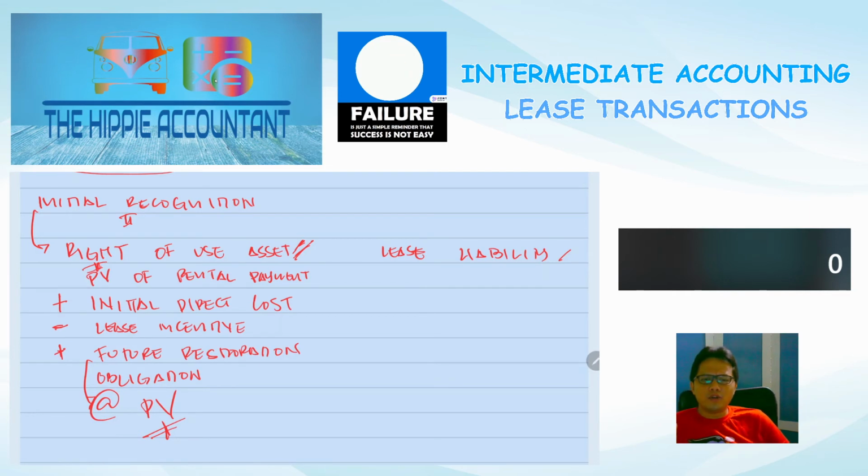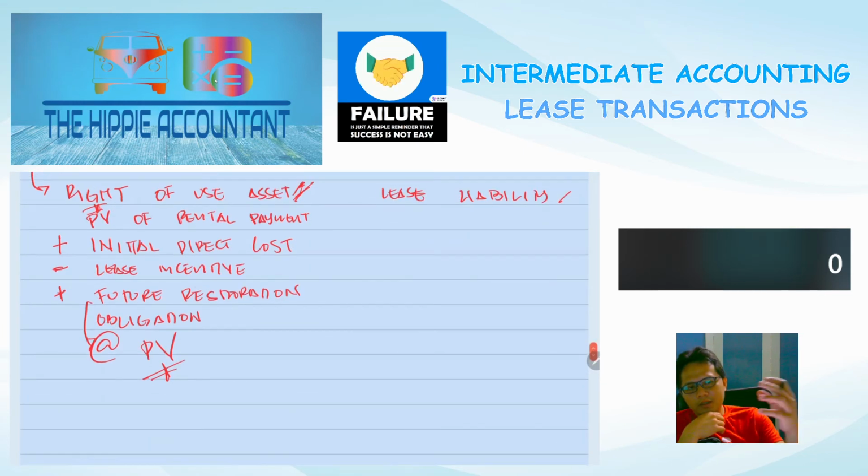Plus any other cost, no? Directly related sa lease transaction. Na kumbaga, yun nga, ang mga cost na ito is that kung wala sanang lease transaction, walang cost. Okay? So those type of costs, right of use asset. Okay? Right of use asset.